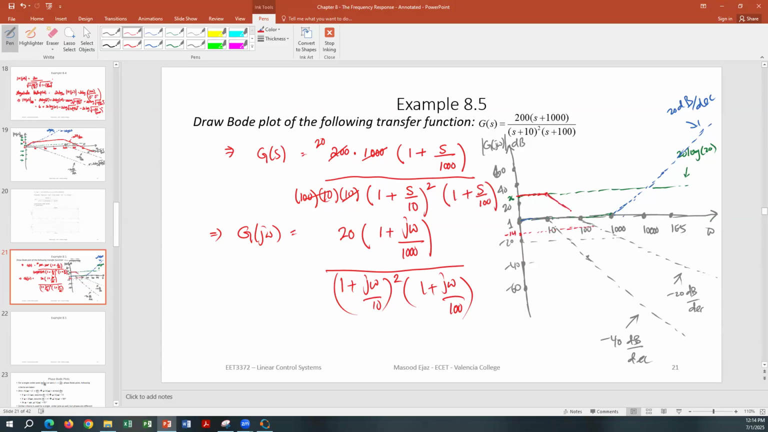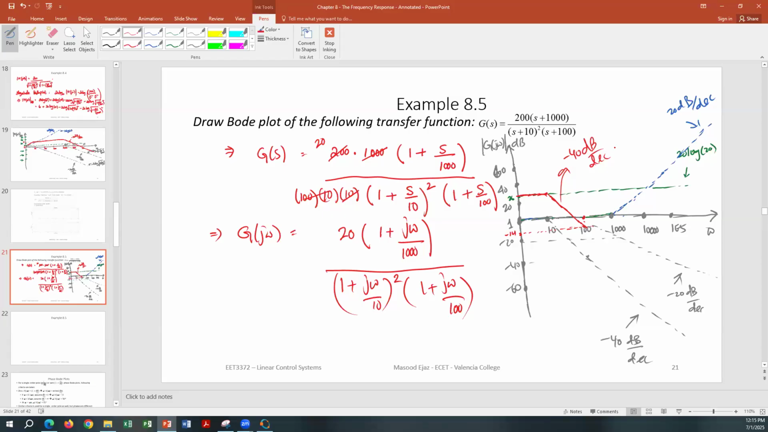Slope is negative 40 decibel per decade. I'm going beyond 100. Negative 14 is at 100. So this right here. Okay, so the slope of this line and the slope of this line should be the same. Negative 40 dB per decade.